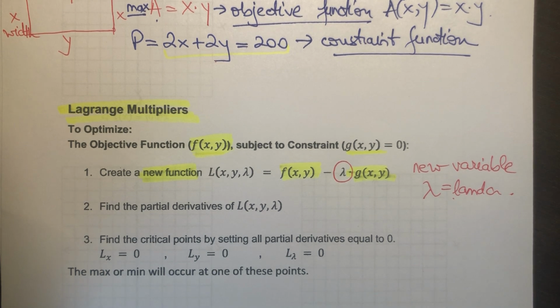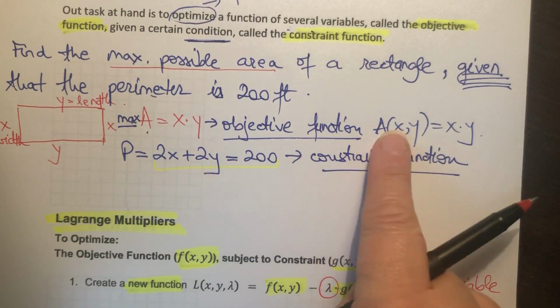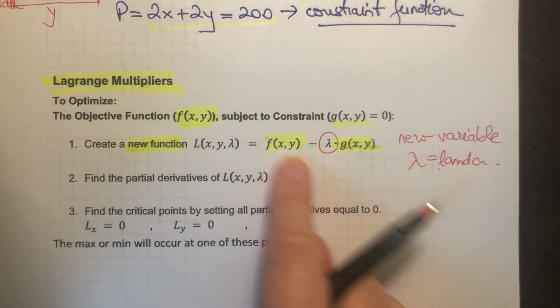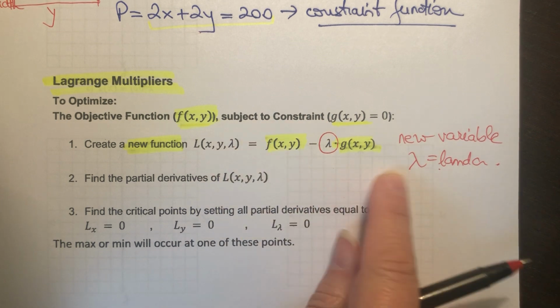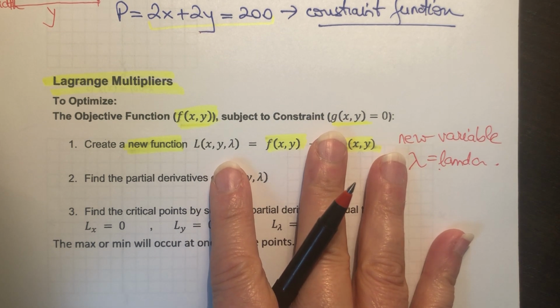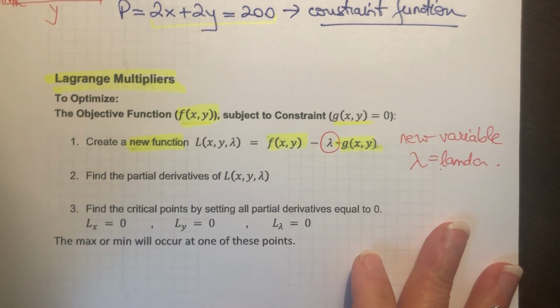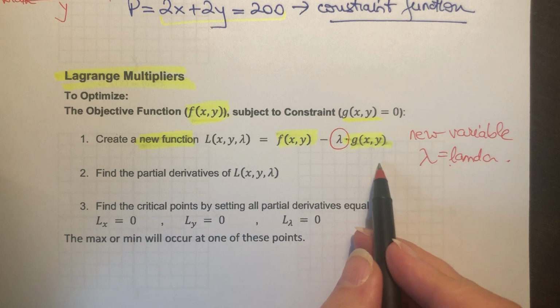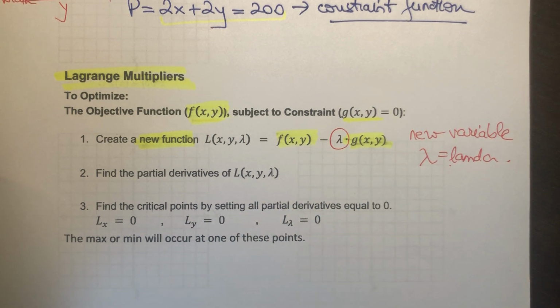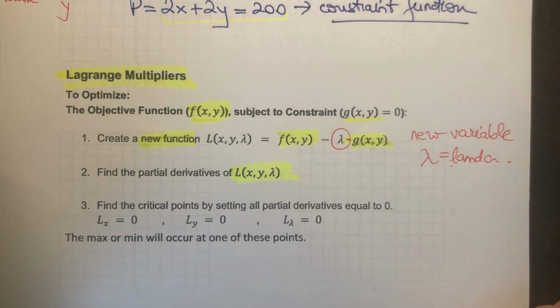And then we're creating this new function, and we're going to maximize this new function. So instead of having two things to worry about, we're putting them together into one function, kind of like our d-test before. We had four second partial derivatives. We combined them into one function, which was our d-test function. Okay, so we combine these into one function, which we call L of x, y, and this new variable lambda.